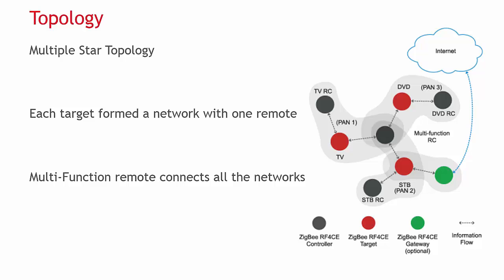The final part of the topology is that a gateway can join the network and connect to a target. As a requirement, each controller must have space to connect to one device, while each target must have at least five. This concludes the basic concepts for RF4CE.